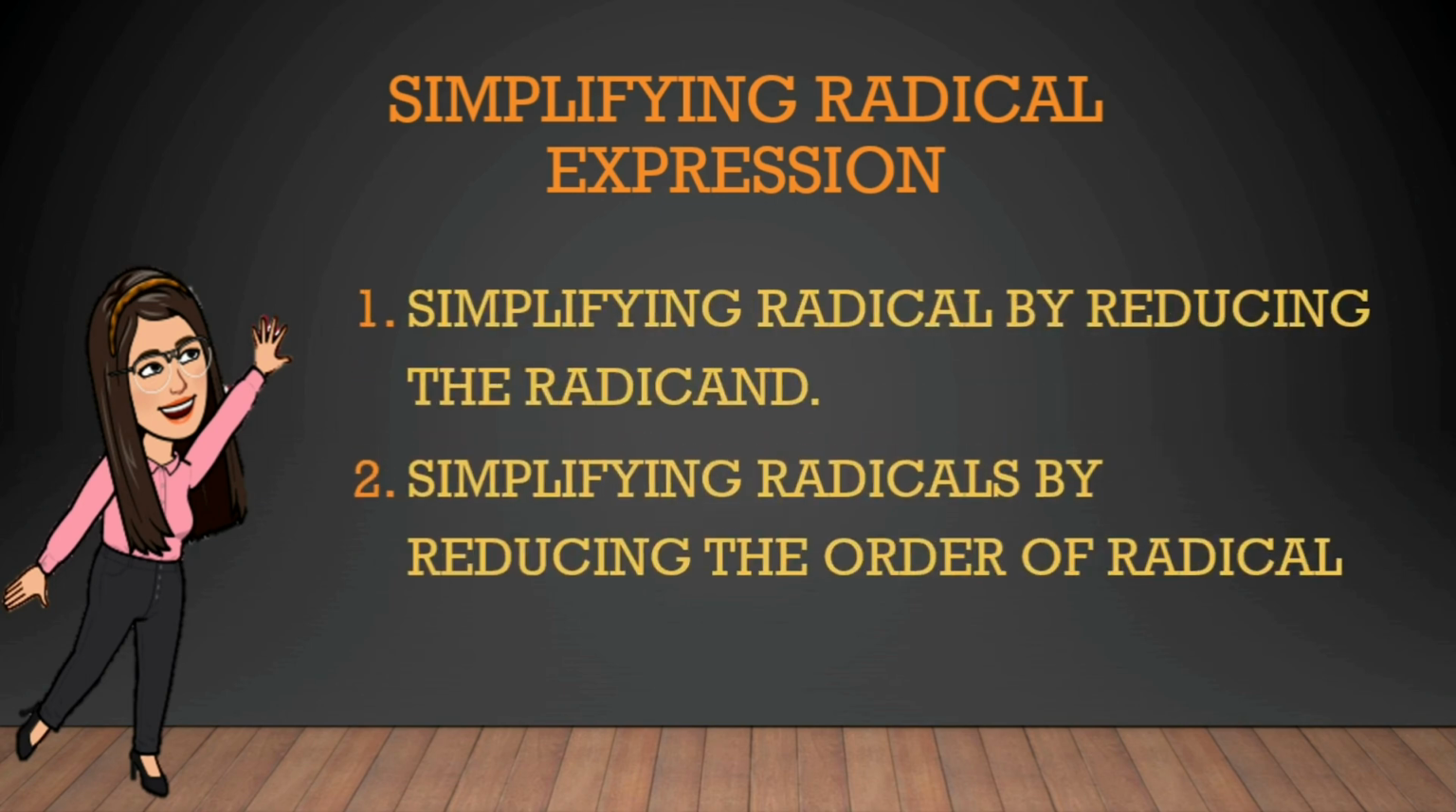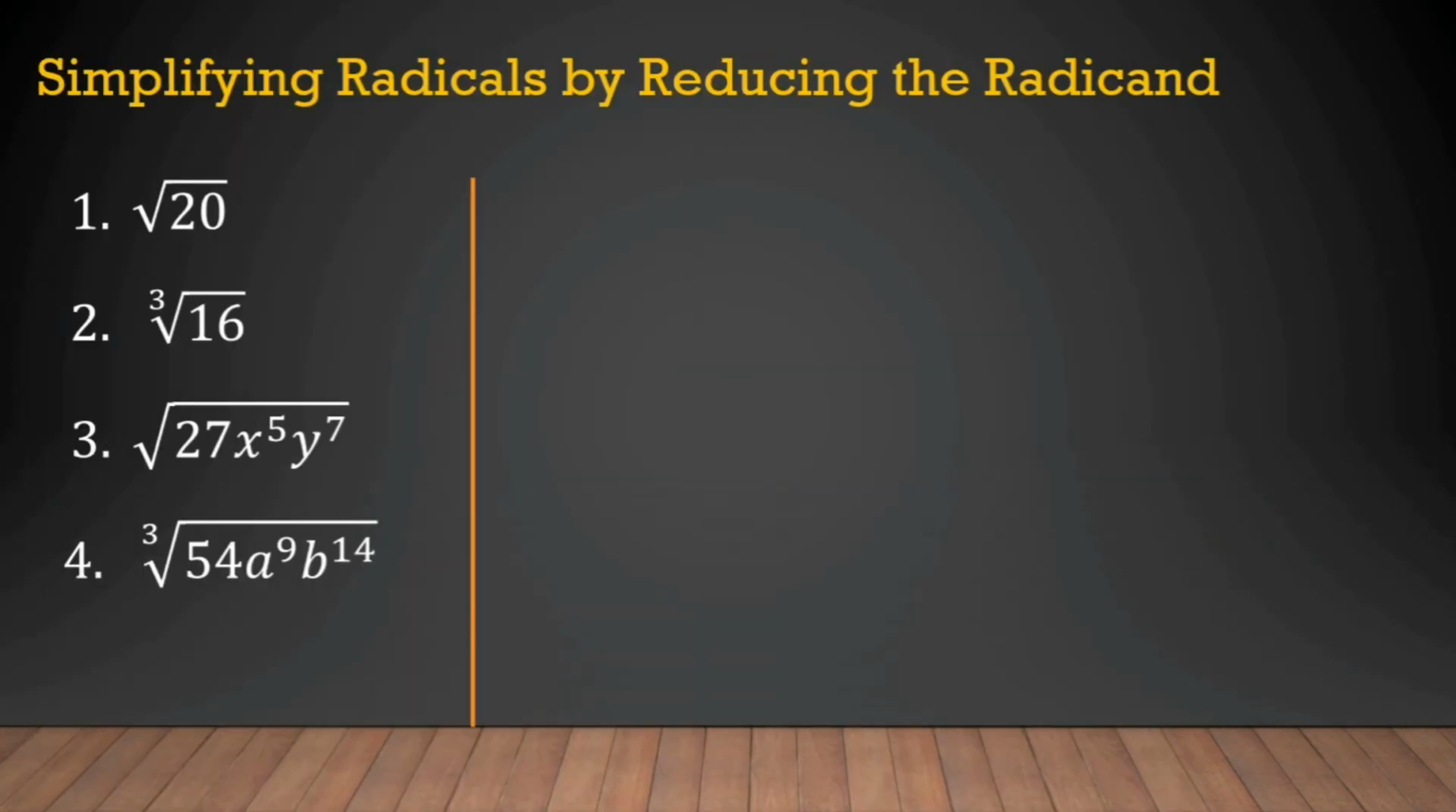Okay, without any further ado, let's start this lesson. Simplifying radicals by reducing the radicand. Okay, so when we say radicand, these are the numbers inside the radical sign. Now, how are we going to simplify this expression? So, for example, number 1, we have the square root of 20.